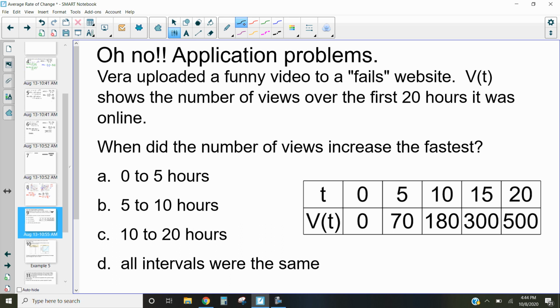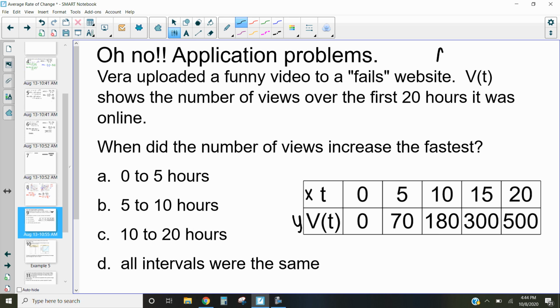Well, let's look at this first one. We weren't given a graph here, we weren't given an equation, but we were given some data. So our points are, this is our X value and this is our Y value. So we want to calculate what was the average rate of views in the first 5 hours. So we can do that.